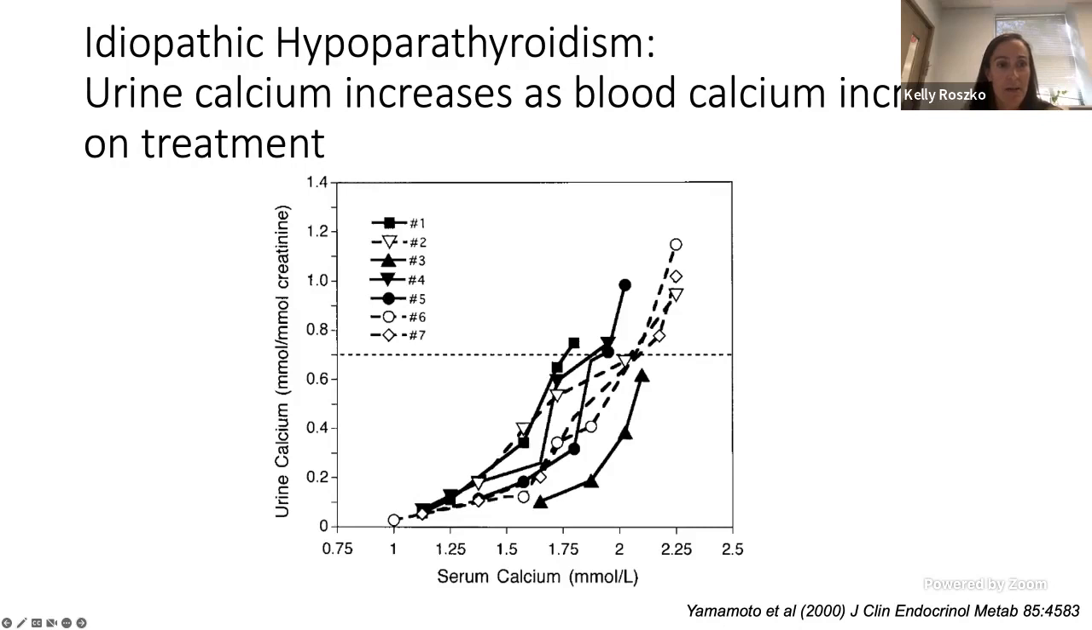And you can see this is their urine calcium going up on the y-axis and their blood calcium here on the x-axis. So as you can see, their urine calcium levels go up quite a bit with increasing blood calcium levels. Well, we want blood calcium levels to go up to help alleviate patient symptoms. We're very concerned when we see the urine calcium levels climbing like this.